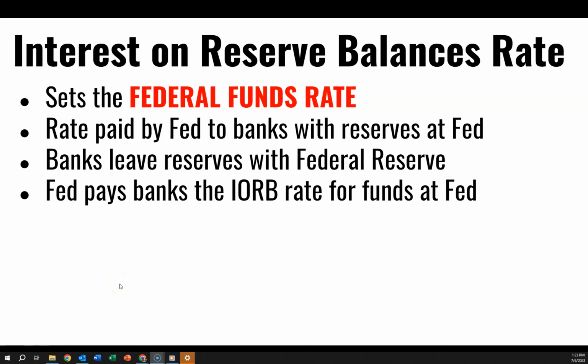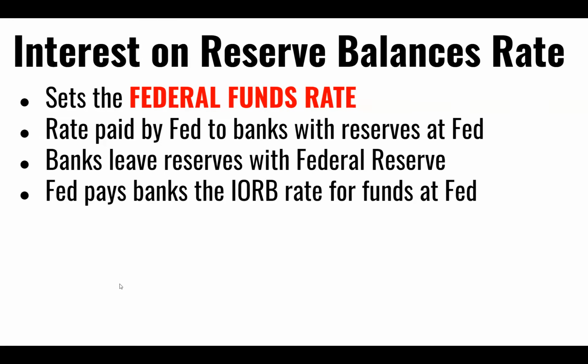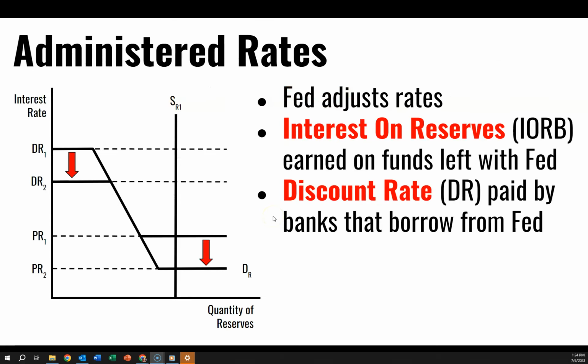That interest on reserve balances rate sets the federal funds rate, which will be the rate that the Fed pays to banks that keep reserves at the Federal Reserve. The way the Federal Reserve will then operate its monetary policy is by adjusting its administered rates. It can either raise or lower the interest on reserves, and it can raise or lower the discount rate depending on which direction it wants to see consumption and investment move.